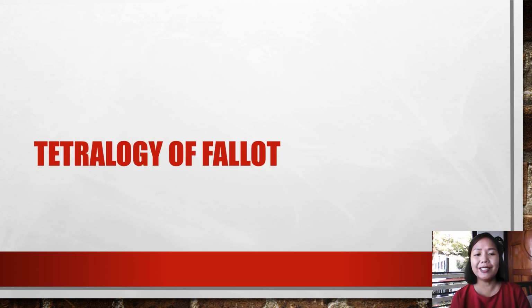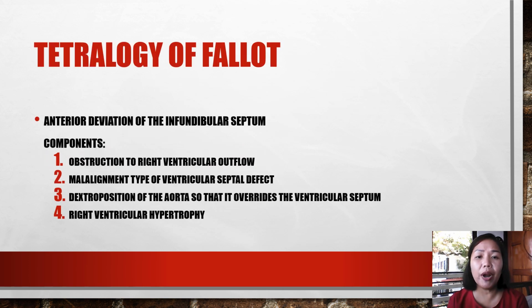So we go now to tetralogy of Fallot. The primary and important defect that brings about the components of TOF is the anterior deviation of the infundibular septum, which causes obstruction to the right ventricular outflow or infundibular pulmonary stenosis, malalignment type of ventricular septal defect, overriding of the aorta, and right ventricular hypertrophy.